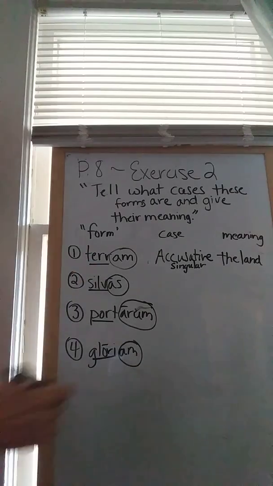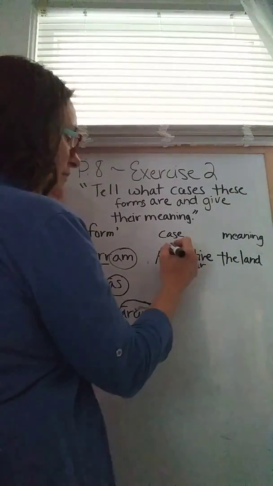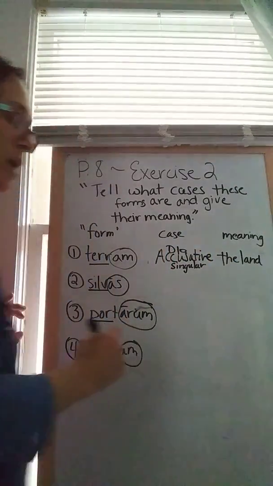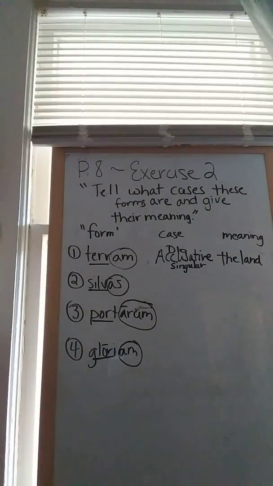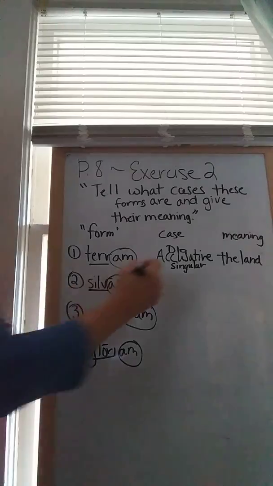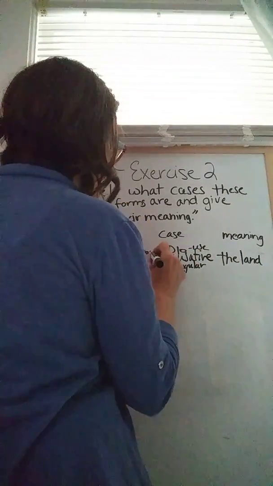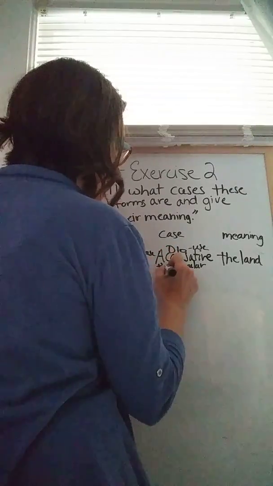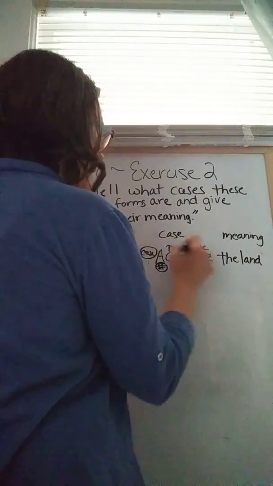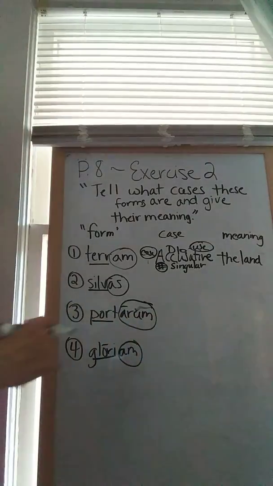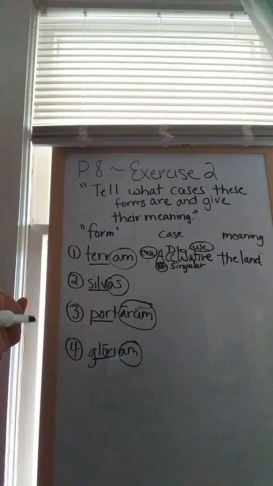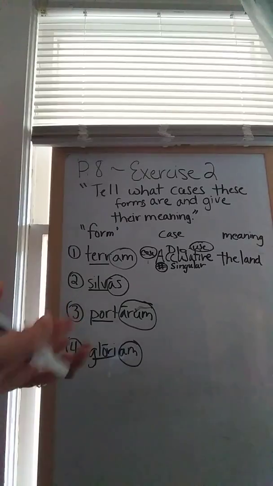And since it's accusative, we know it's also the direct object. And all of those things are on page 5, so we know that direct object is its use, accusative is its case, and singular is its number. In class, I'll ask students, tell me what the gender, case, and number is of a noun. And so that would be their answer.